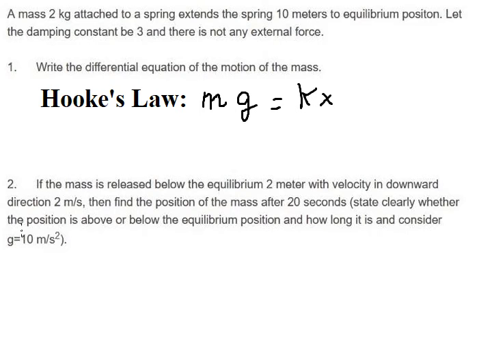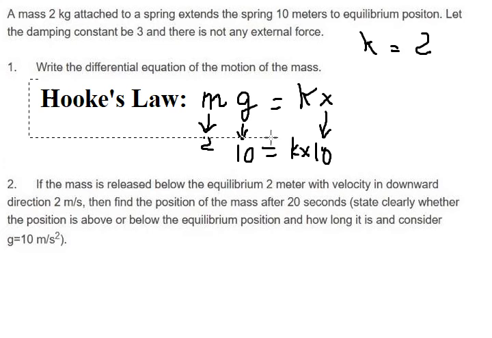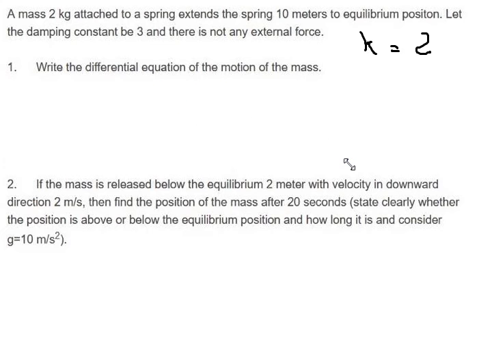So we have g, that's about 10 meters per square second. So in this situation, we put number 2 here, number 10 here. For s, we have number 10. And we know that k equals number 2. So after we have this one, we can apply the formula to write the differential equation in here.